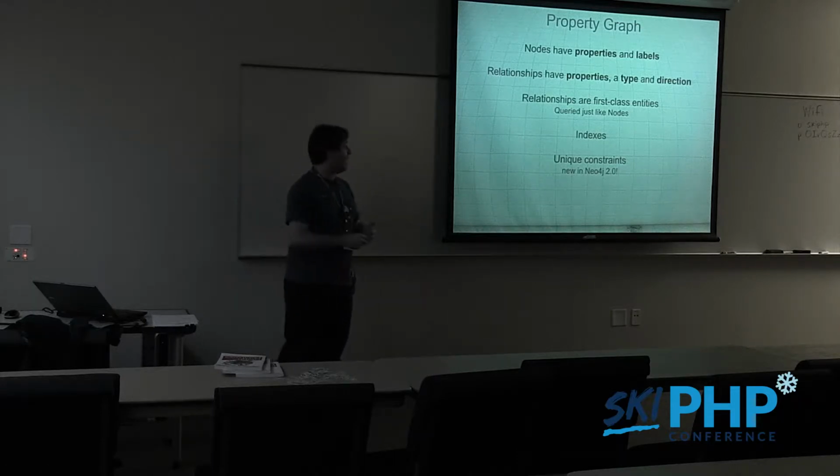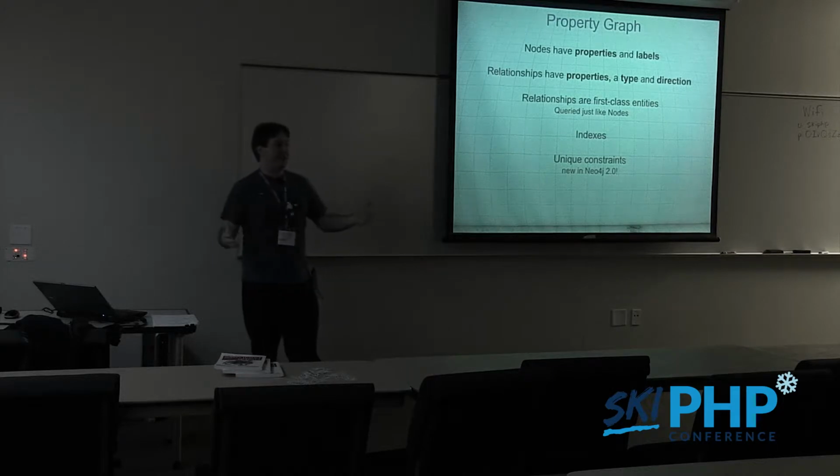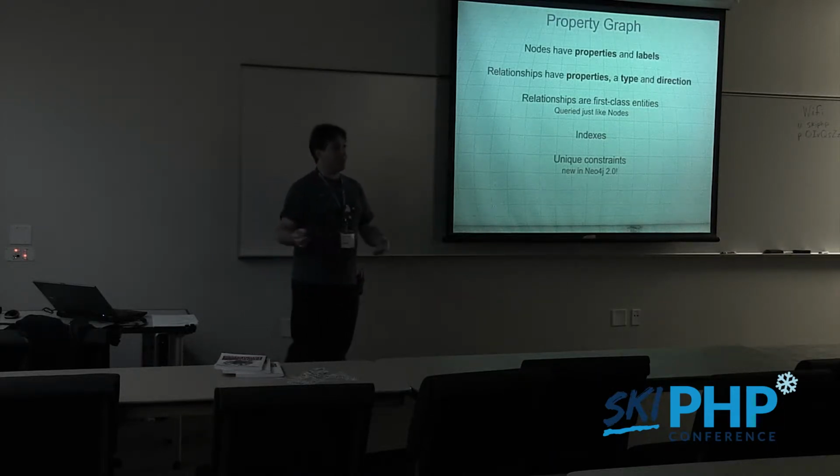It's a hash. And labels, you can think of them like a type. So person is a label. This node represents person. Presenter is a label. This node is a presenter. Nodes can have multiple labels. So this node is a person and a presenter, or a person and a conference attendee.